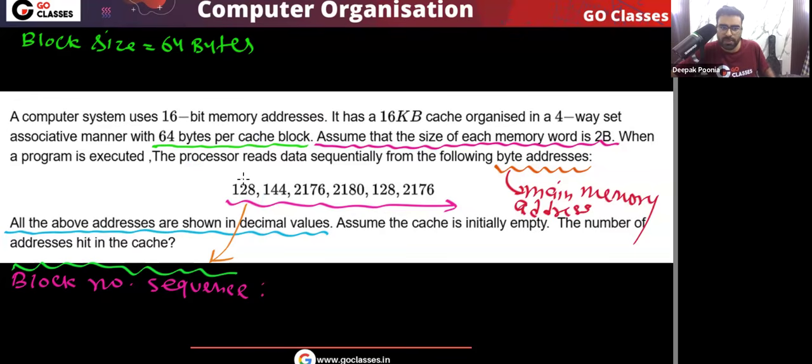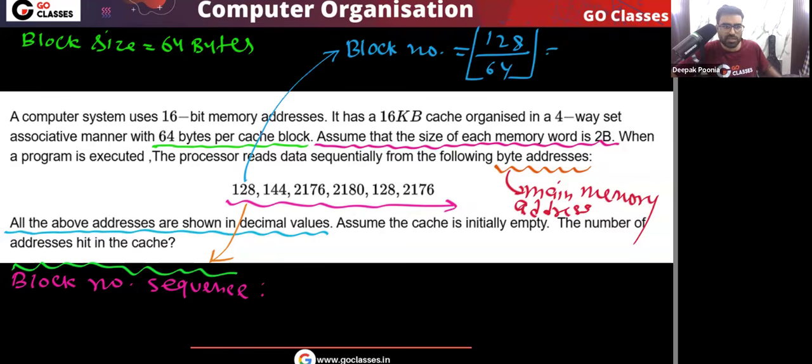That's it, very simple. For example, this 128. So what will be the block number? Block number will be equal to 128 divided by 64 and take a floor. You can see this will be equal to 2. The floor of 2 also will be equal to 2. So we will get block number 2. What about 144? This will also belong to block number 2.